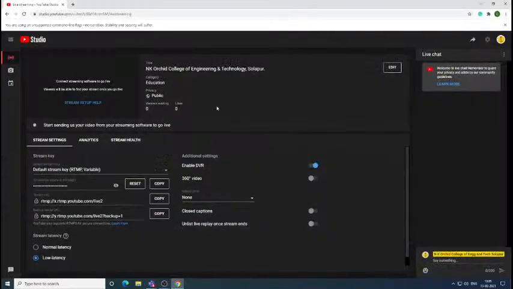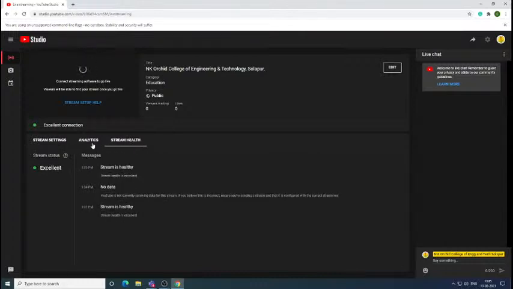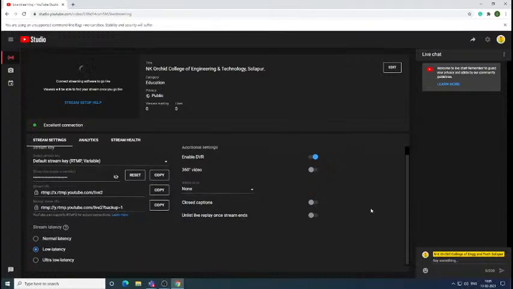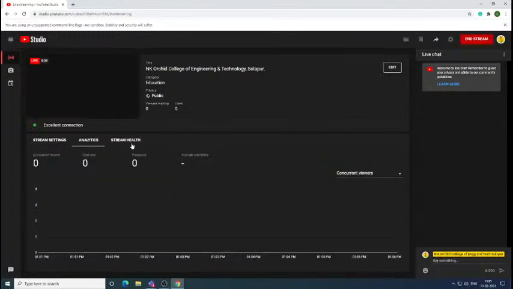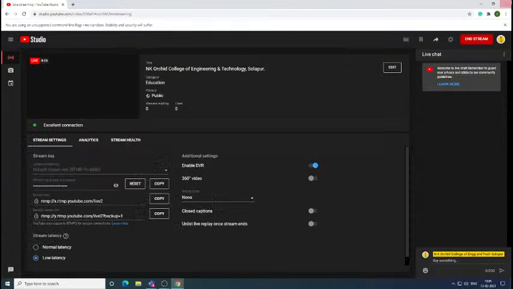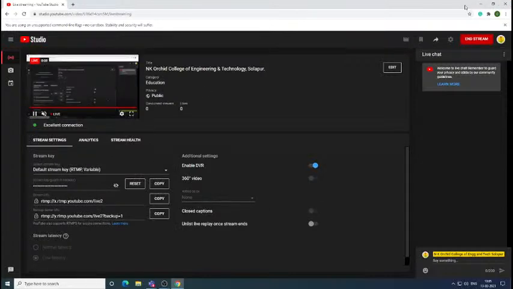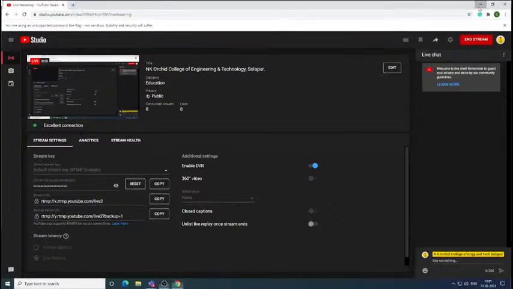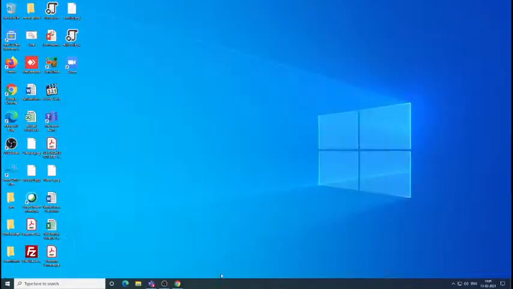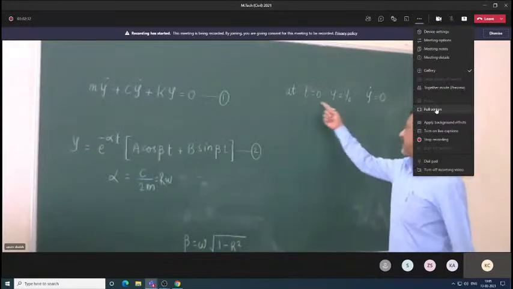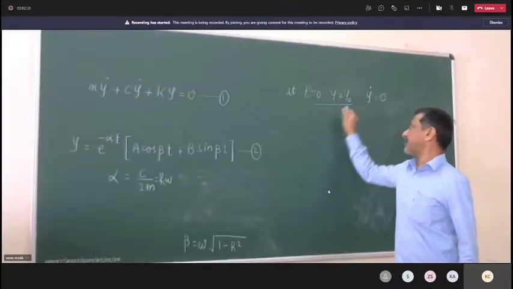What are the two initial conditions? At t is equal to 0, what is y? Read the problem. y is y0, and the velocity y dot, if nothing is mentioned, I will take it 0. Now substitute the first initial condition at t is equal to 0, y is y0. See what you get.